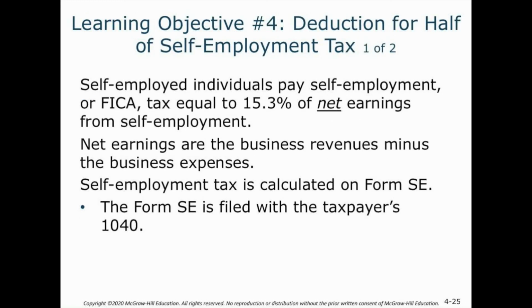Learning objective 4, deduction for half of self-employment tax. Now, in a conventional employer-employee relationship, the employer is going to make a payment of 15.3% of what an employee is earning. They're going to do this as 6.2%, 12.4% total for Social Security, and then 2.9% for Medicare and Medicaid.